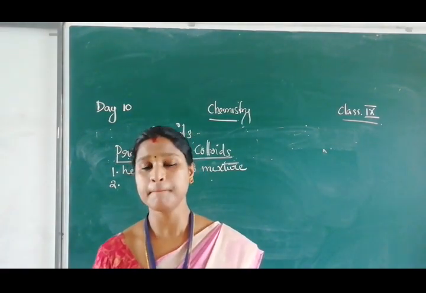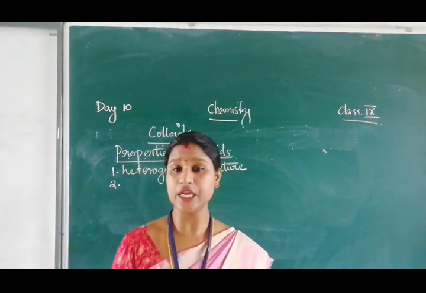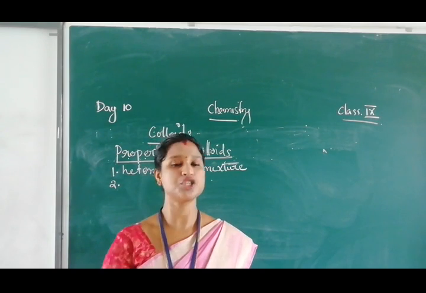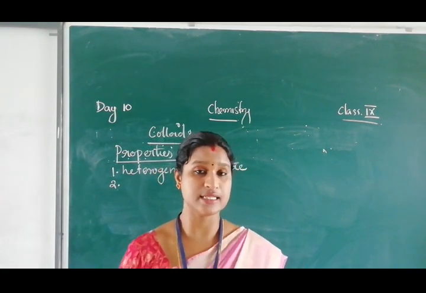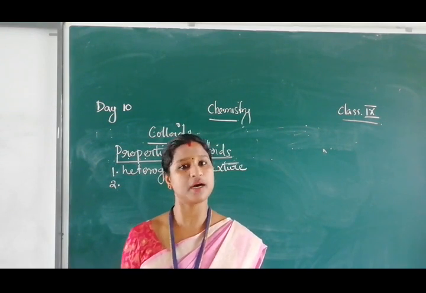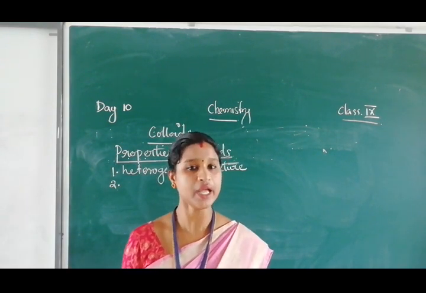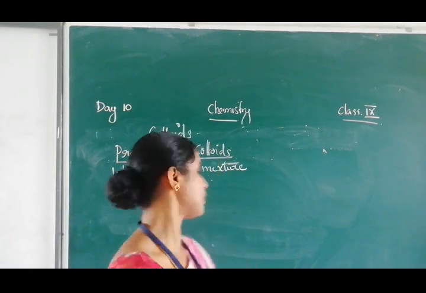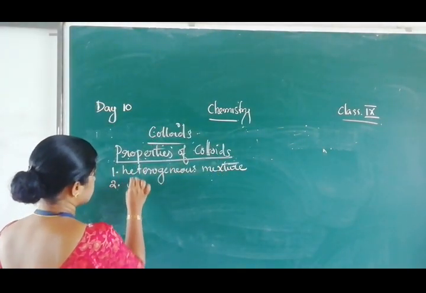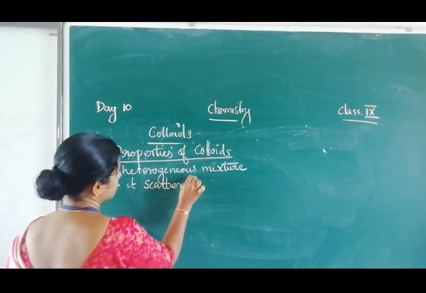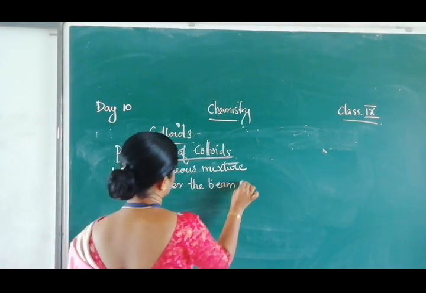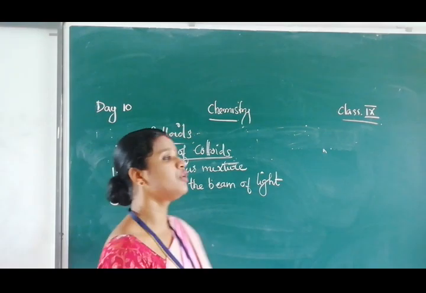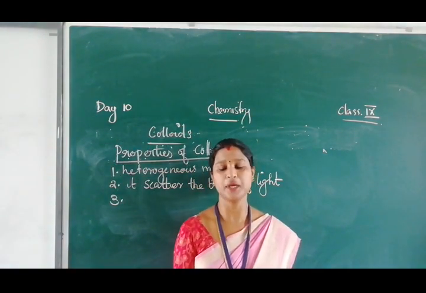Then the second property: the size of the particles is enough to scatter a beam of light. That means when we pass light through colloids, it scatters the light. They possess particles of a size large enough to scatter light. So the second property is that it scatters the beam of light.